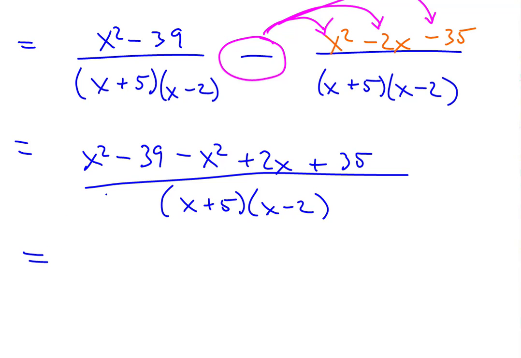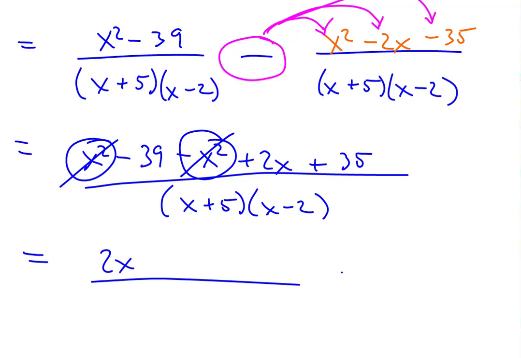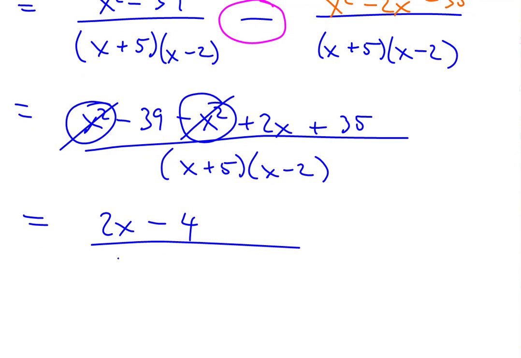So now we'll combine like terms in the numerator. We notice we have an x squared minus an x squared. Those just cancel out, which leaves us with a 2x as that highest term power. And then minus 39 plus 35 would be just a minus 4, so 2x minus 4. Then down below, of course, we have the x plus 5 times x minus 2, LCD still in place. Okay, you may say, great, we're done, but remember, if you can factor and reduce further, you should.